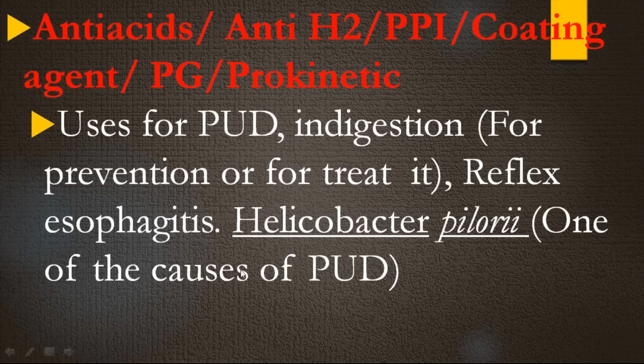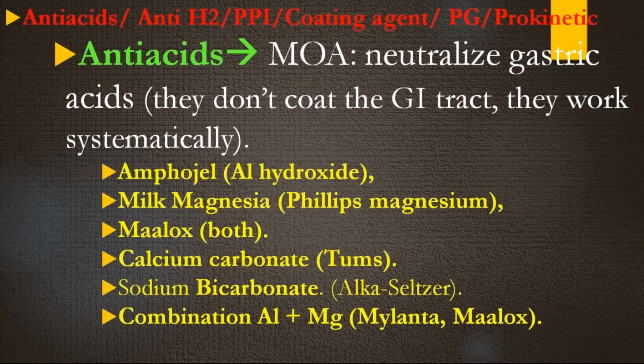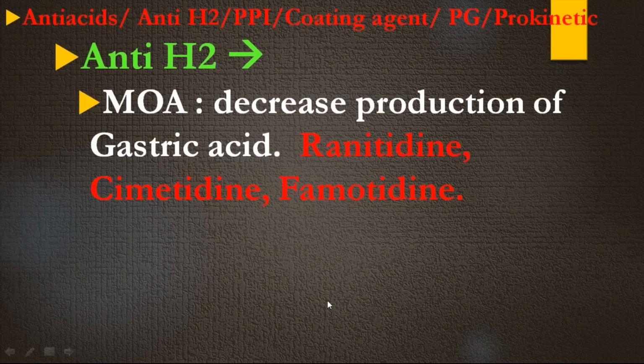All right, so let's talk about the antacids. They're used for PUD, peptic ulcer disease, and indigestion. We are going to talk about Helicobacter pylori, so I'm going to make a very brief summary of all of them. Antacids: the mechanism of action is to neutralize gastric acid. We have Amphojel, I want you to remember that is aluminum. We have magnesium. Maalox has aluminum and magnesium. We have Tums, which are calcium carbonate, sodium bicarbonate, and the combination that we are going to see now.